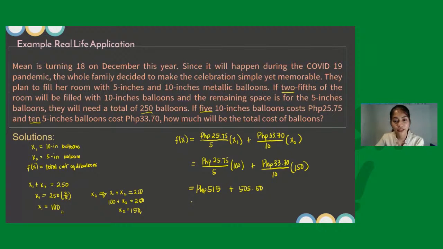So since we are looking for the total, we have to add that, and this will give us, okay, 515 plus 505.50 is equal to 1,020 pesos and 50 centavos. So meaning to say, they have to prepare 1,020 pesos and 50 centavos to fill in the room with 5 inches and 10 inches balloons. Okay.